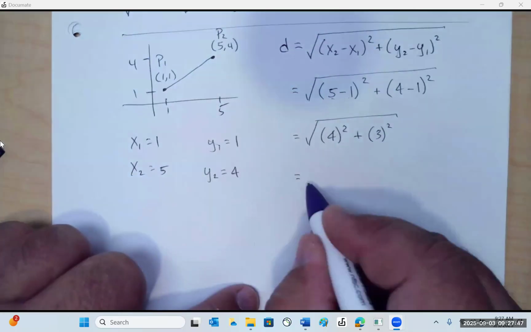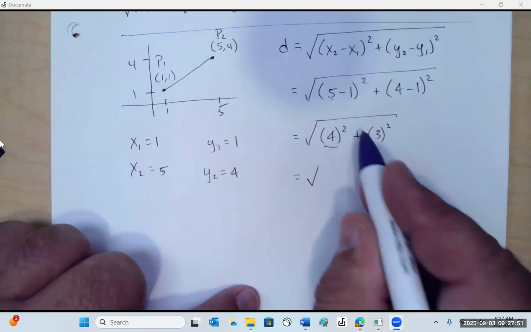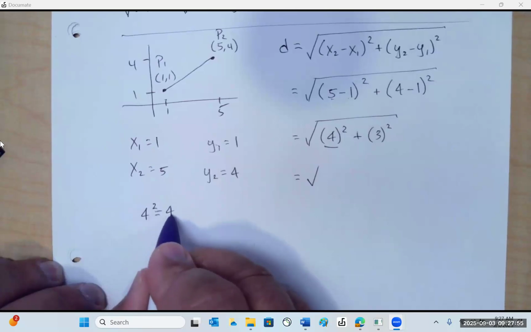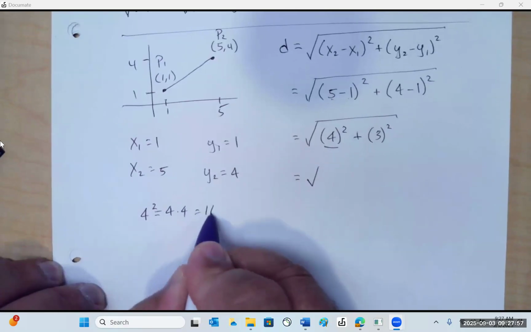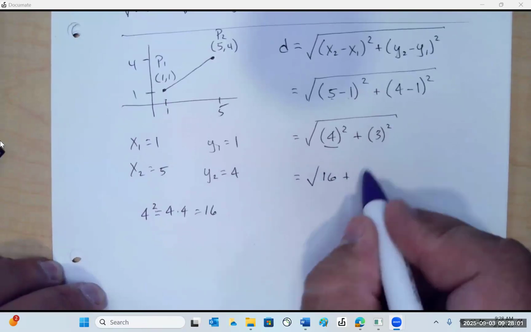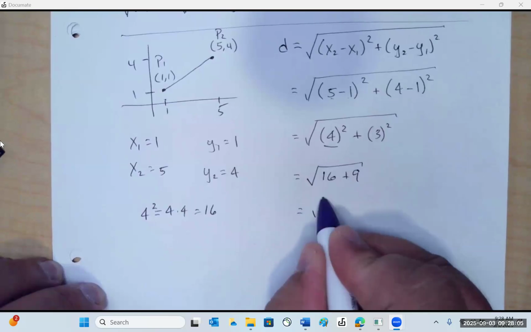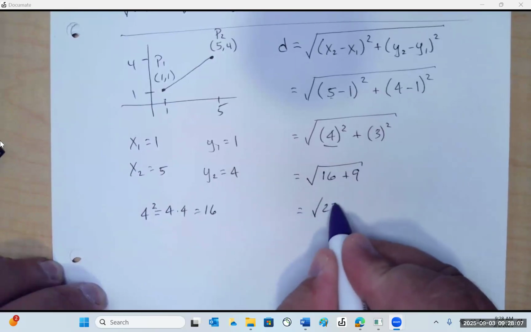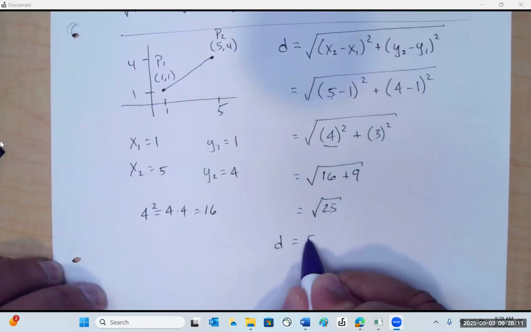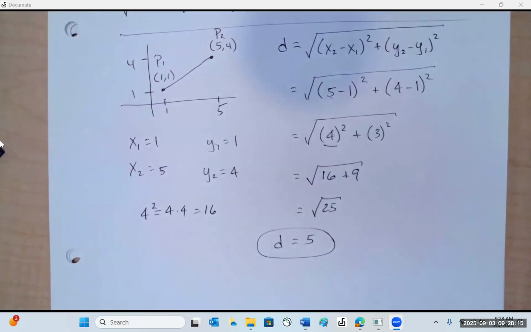Now what do we do? We have to square them. 4 squared is 4 times 4, which is 16. 3 squared is 3 times 3, which is 9. 16 plus 9 is 25. And the square root of 25 is 5. There's my distance between the 2 points.